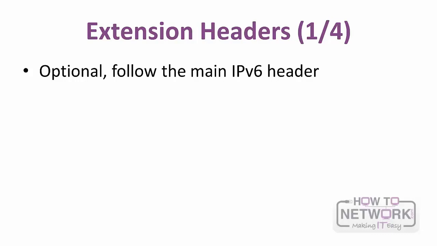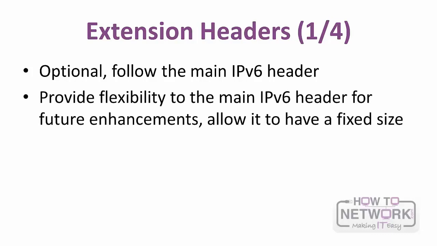Extension headers are optional and follow the main IPv6 header. The intention of extension headers is to provide flexibility to the main IPv6 header for future enhancements without having to redesign the entire protocol. This also allows the main IPv6 header to have a fixed size for more efficient processing.